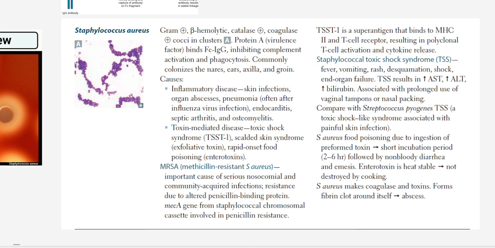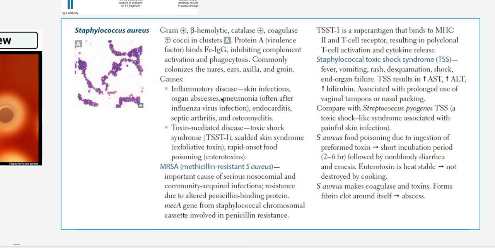Now, diseases of Staph aureus, there are two kinds of diseases, right? One is the invasive disease where the bacteria itself enters the tissues, and the second one is the toxin-mediated disease. When we talk about the invasive disease, we're seeing skin infections like furuncles, which are basically boils, and carbuncles, and osteomyelitis, where it happens in children more often. Then there's septic arthritis, there's endocarditis, there's pneumonia.